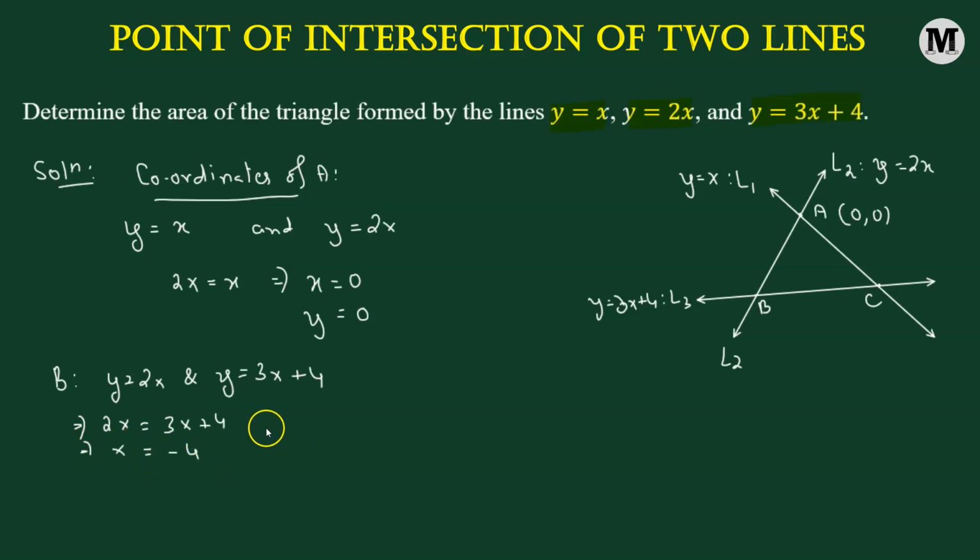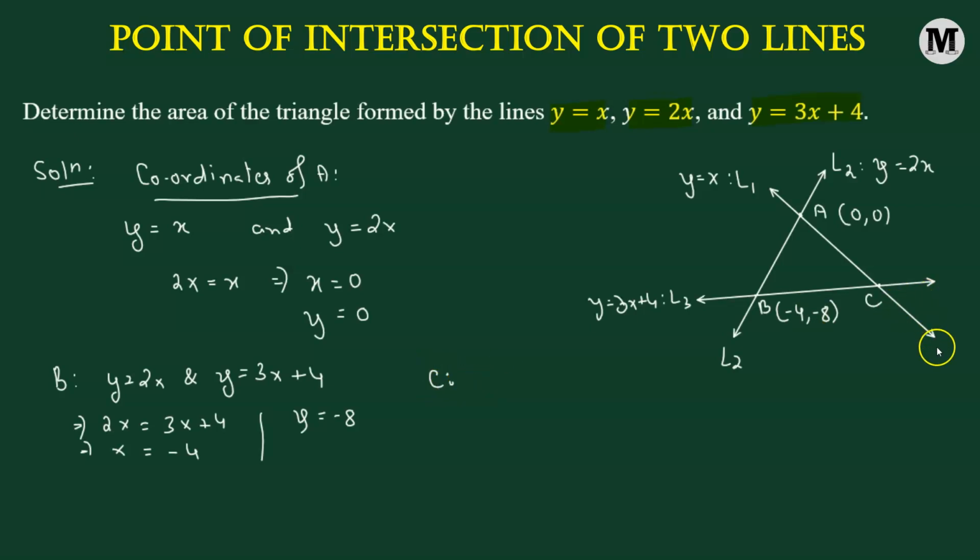So we have obtained the value of x. Now, if x equals negative 4, then for the corresponding y value, we can use y equals 2x. That's going to be negative 8, which means the coordinates of point B are negative 4, negative 8. And then finally, we'll find the coordinates of point C.